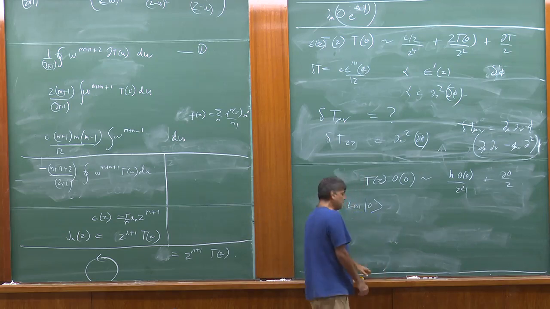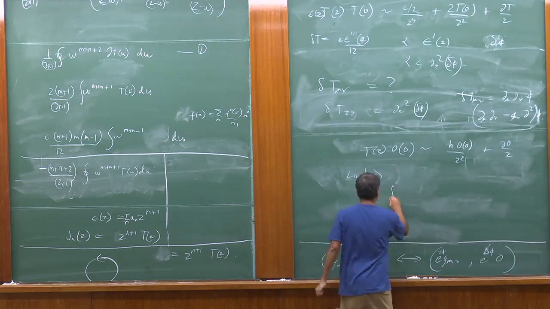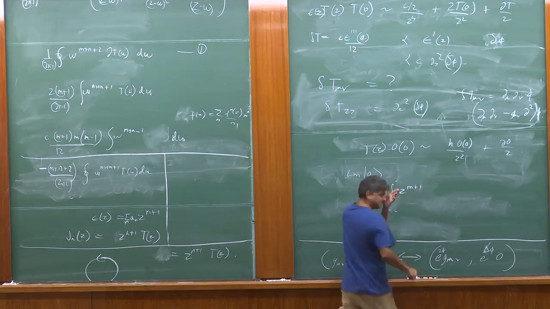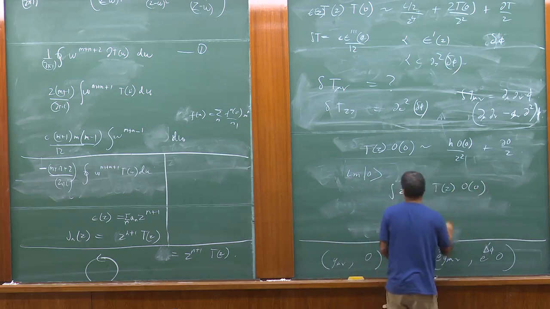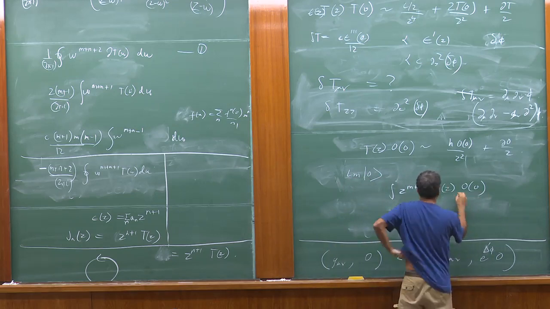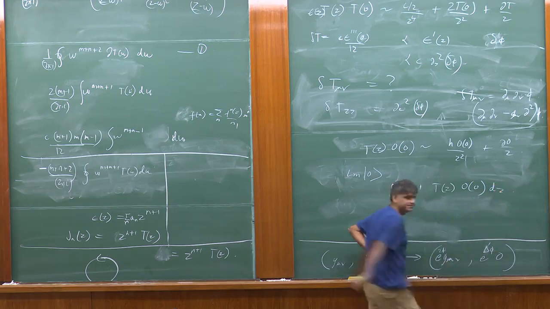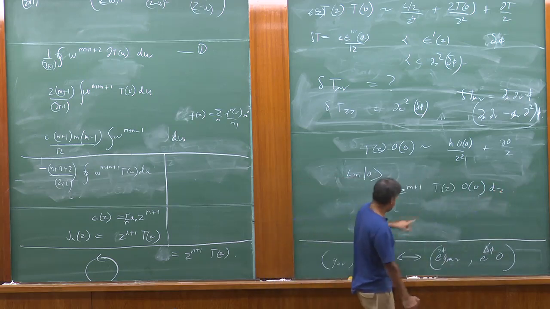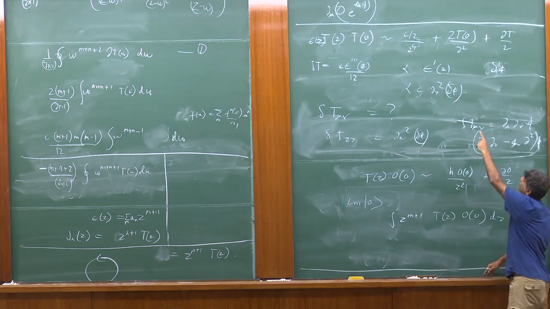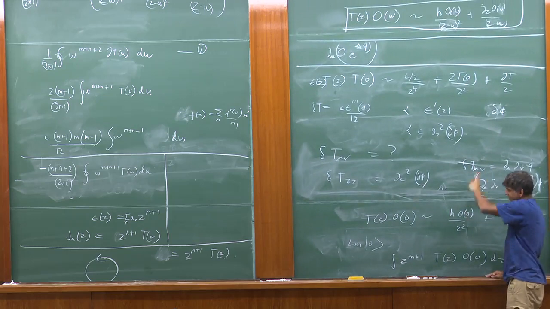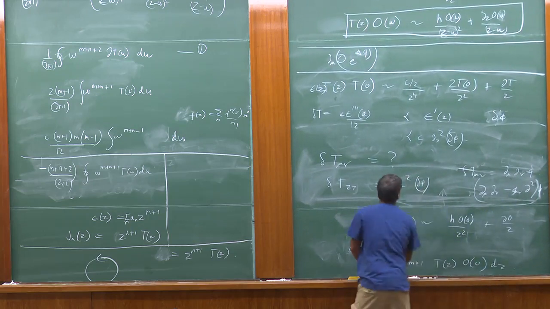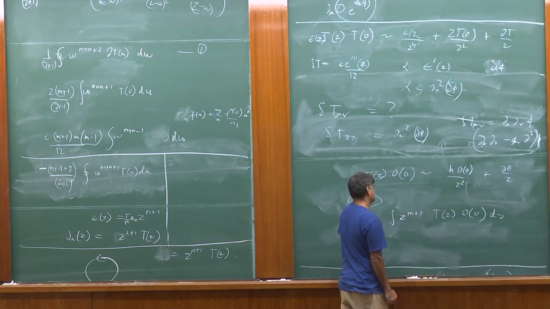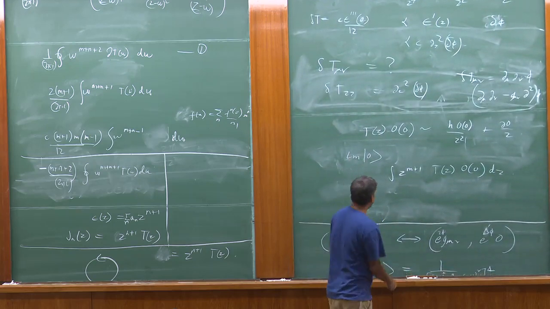Okay. So in order to compute that, what I have is the integral of z to the power m plus 1, T of z, O of 0, dz. Now, if we have the operator product expansion of the form that we've described above, we can compute this.